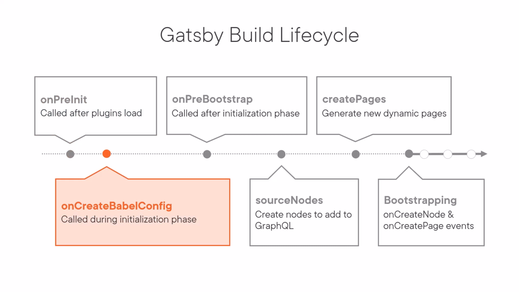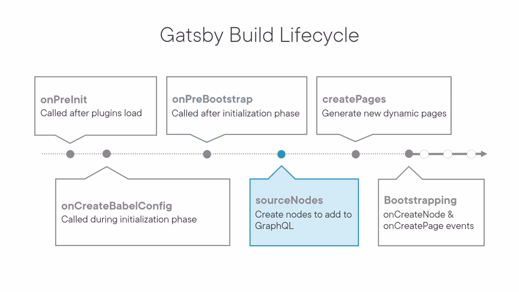After that, onCreateBabelConfig gets called, which allows you to customize the Babel config used during initialization. Once the initialization phase is done, the bootstrapping phase begins with the onPreBootstrap hook. This is where many different APIs come into play that we'll be exploring in more detail in the course.